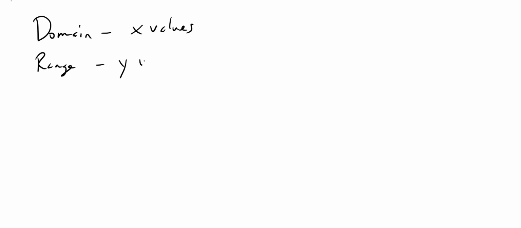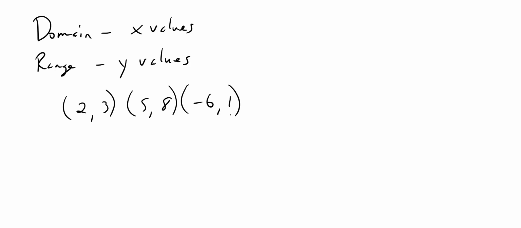First thing I want to talk about, which we all know, is domain and range. Domain are x values, and range are y values. So super easy. If I said points (2, 3), (5, 8), and (-6, 1), my domain is going to be just the x values, so 2, 5, and -6. And of course, my range is just going to be 3, 8, and 1. All right, so that's pretty easy, right?